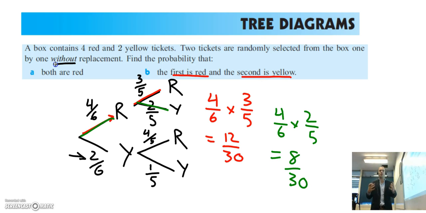So that's how you construct one. Remember to multiply down the branches, and if you're not replacing, you need to take 1 off the denominator.